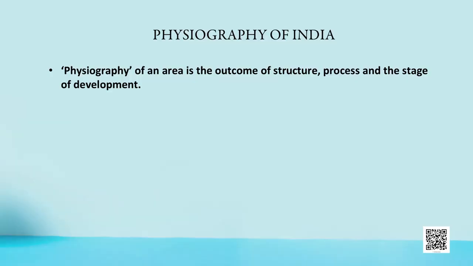So, when plate tectonics, endogenic and exogenic forces resulted in various formations, various landforms, the physiography of India can be discussed now. Physiography means the different physical divisions of India: the topography, mountains, plains, plateaus, coasts, all of them have different relief, different altitude. So, physiography of an area is the outcome of structure, process and the stage of development.